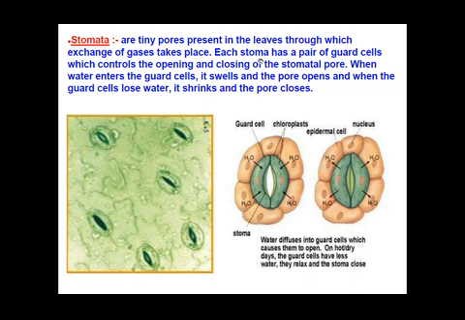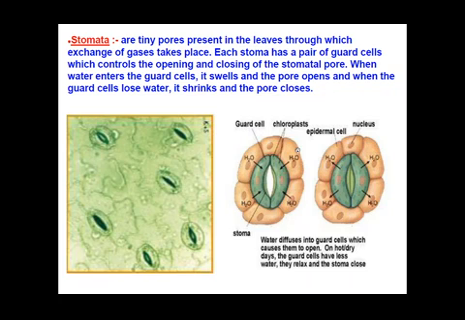Each stoma has a pair of guard cells. This is the zoomed picture of each stoma. Each stoma contains these kidney shaped guard cells, and these guard cells help in the opening and closing of the stomatal pore. So the exchange of gases takes place by the opening and closing of these stomatal pores.